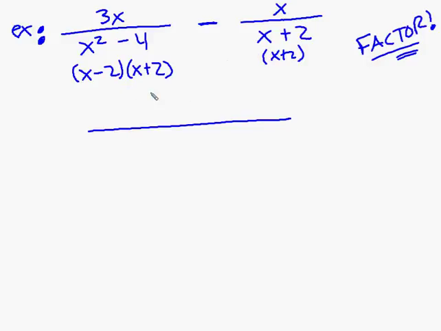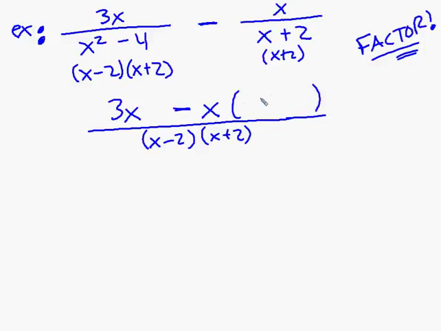So what's my least common denominator? Both of them? x minus 2 and x plus 2. Do I need another x plus 2? No. Just one of them is fine. What do I need to multiply my first fraction by? Well, the 3x is fine. I already have that denominator. Then minus, what do I need to multiply the next fraction by? x minus 2.